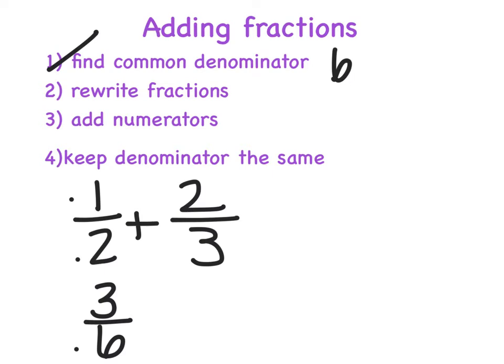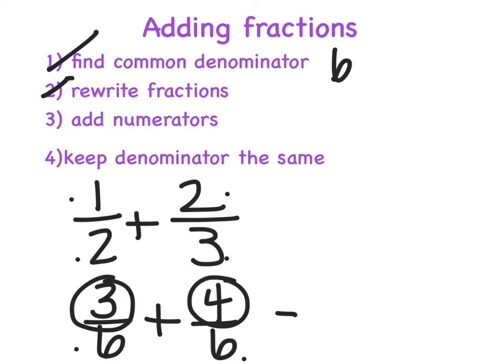For 2/3, my denominator is now 6. To get from 3 to 6, I multiply by 2, so my numerator, 2 times 2, is 4. Done with step 2. Step 3 says to add the numerators. 3 plus 4 is 7. That becomes your new numerator. Step 4, keep the denominator the same, 6.